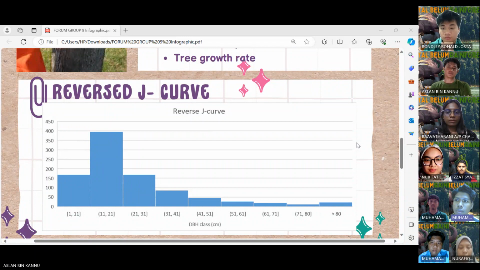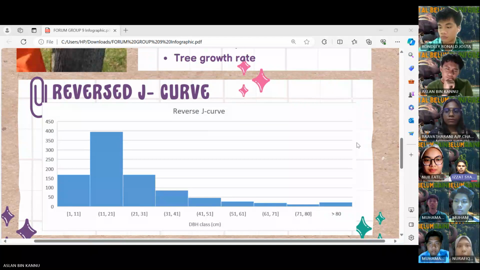Next, we'll pass to Izzat Shazani. Thank you, Shahir and moderator. So next is above ground biomass. Above ground biomass refers to the total weight of living plant material present above the soil surface in a particular area, typically measured in terms of dry weight per unit area. This includes stem, leaf, branches, and any other plant parts that are above the ground.